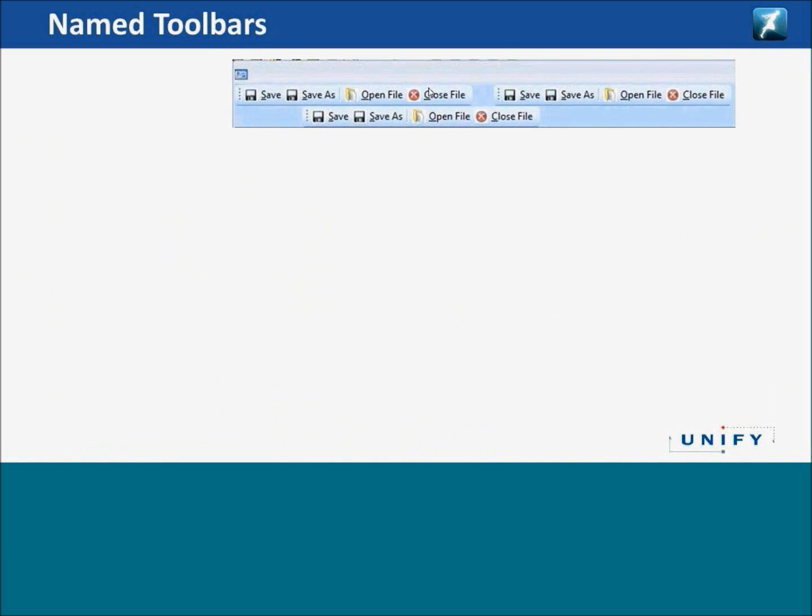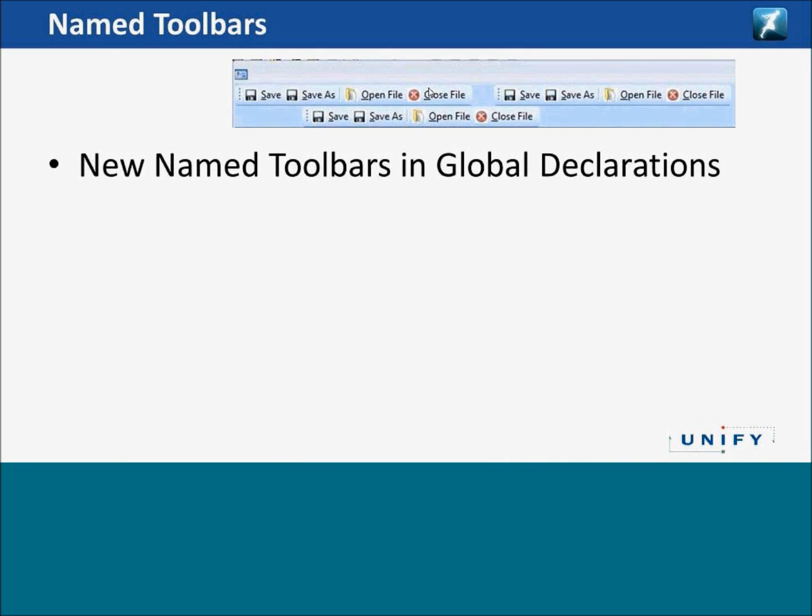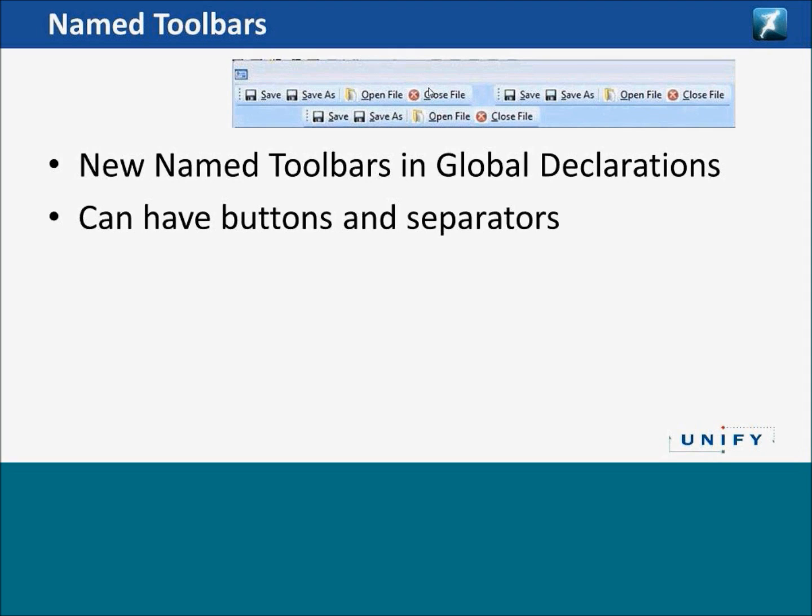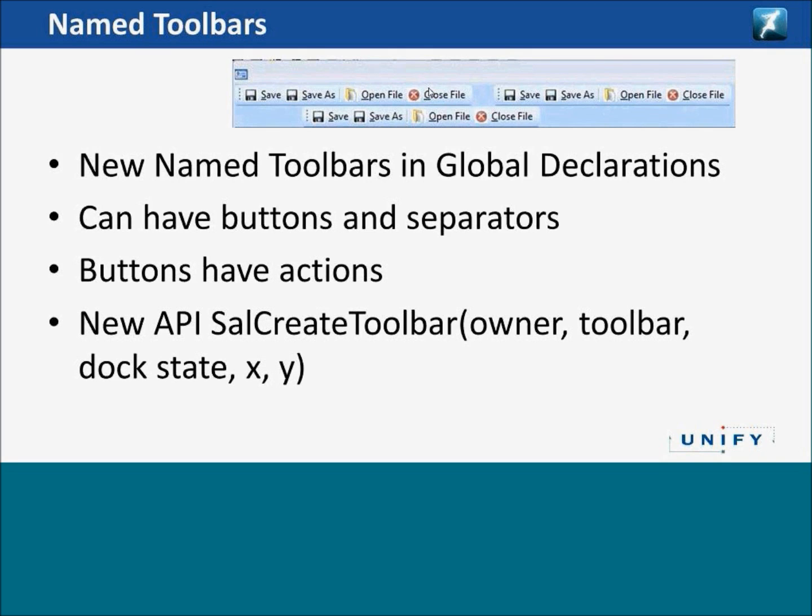Named toolbars. Named toolbars are being defined in global declarations. Named toolbars can have buttons and separators on them. Buttons have actions that you can define and program. And there's a new API called SAL Create Toolbar, which allows you to create toolbars at runtime. You're passing the name of the toolbar, the dock state, and if you like, the exact X and Y position of where you would like the toolbar to be positioned.